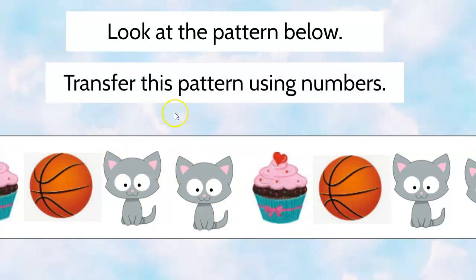Let's transfer this pattern using numbers. So instead of using letters like we did before, we can use numbers to represent it a different way, to transfer this pattern using numbers. So the cupcake can be 1, the basketball 2, cat 3. Oh, look, we have 2 cats in this pattern. So that means we would have 2 3s. The 3 represents a cat in our pattern.